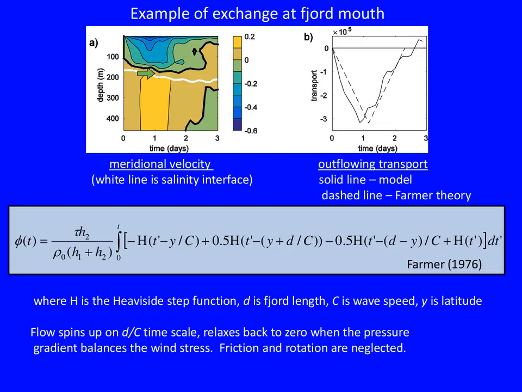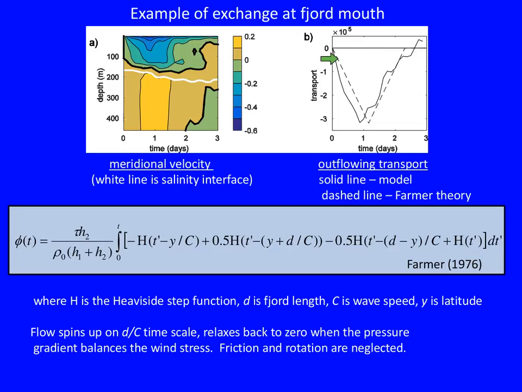This white line is the interface between the fresh upper layer and the saltier deep layer. It deepens slightly over the time period. So if I just pick out the maximum depth, the depth average transport as a function of time in this upper fresh layer, this solid line on the right is what you get. So it increases almost linearly up to about a day, and then it abruptly turns around and starts decreasing, and after 3 days, there's no exchange.